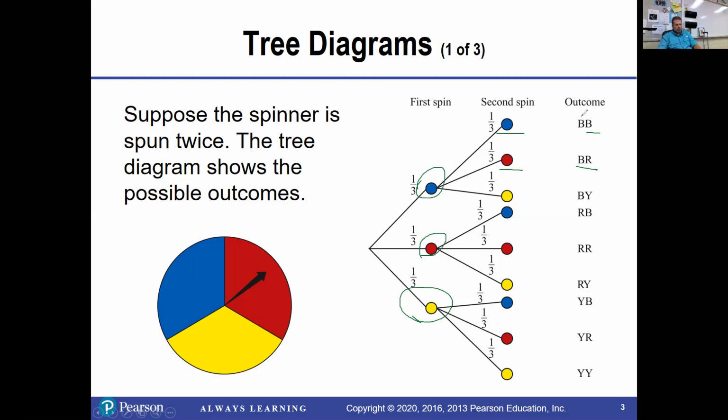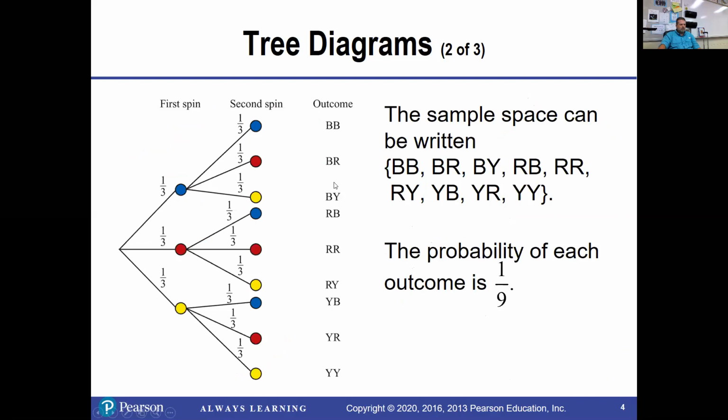So if you come down here and we look at all the possible outcomes, these are all your possible outcomes. How many different possible outcomes do we have? So the probability of any individual outcome, a blue, blue, a blue, red. Now notice this is my sample space.